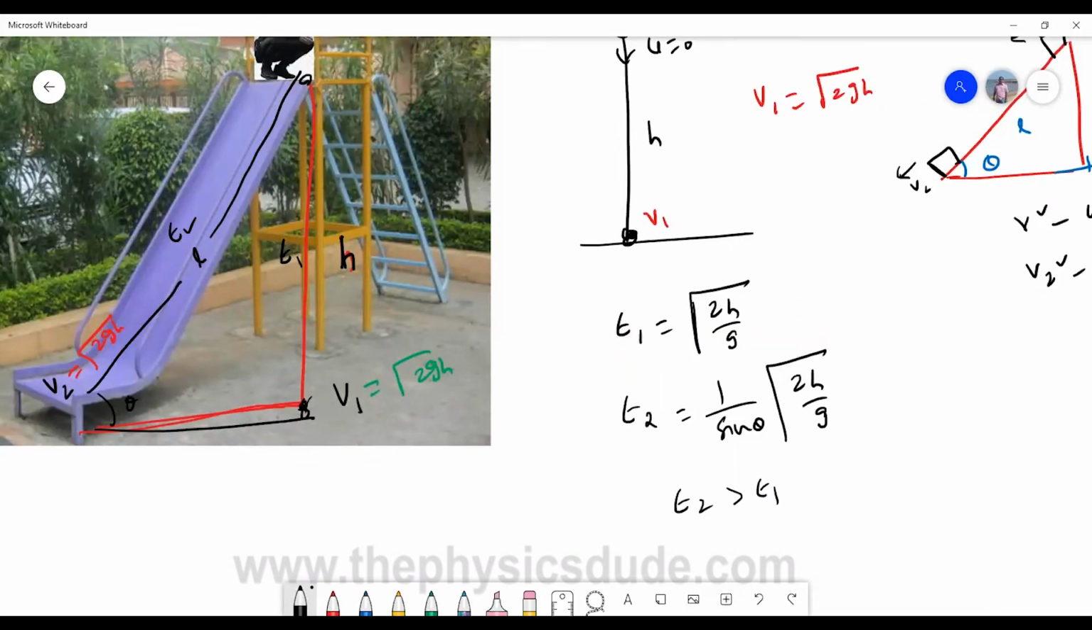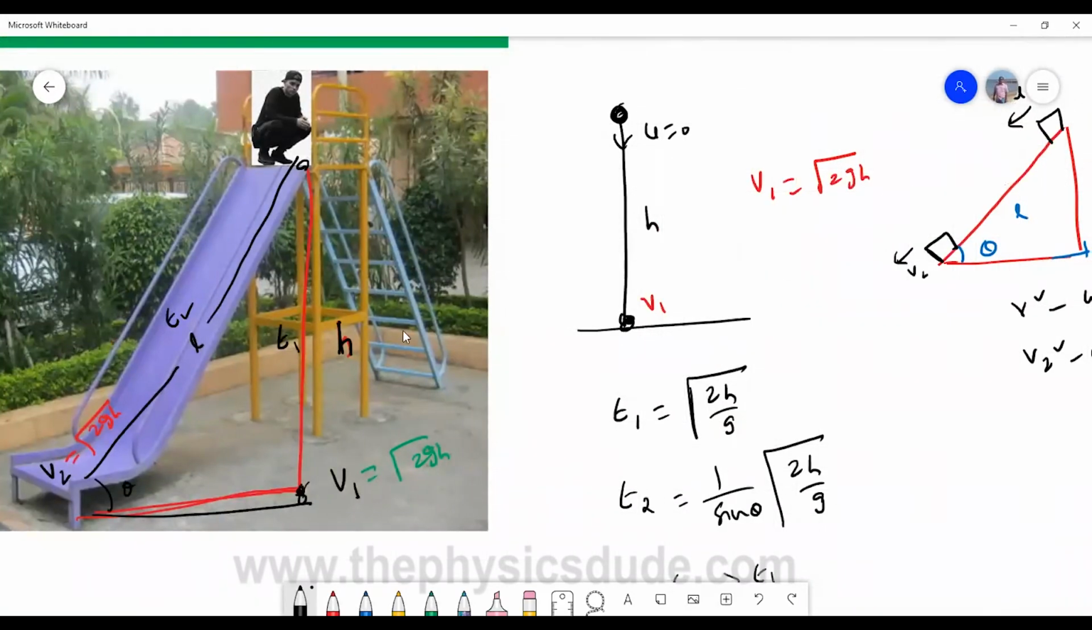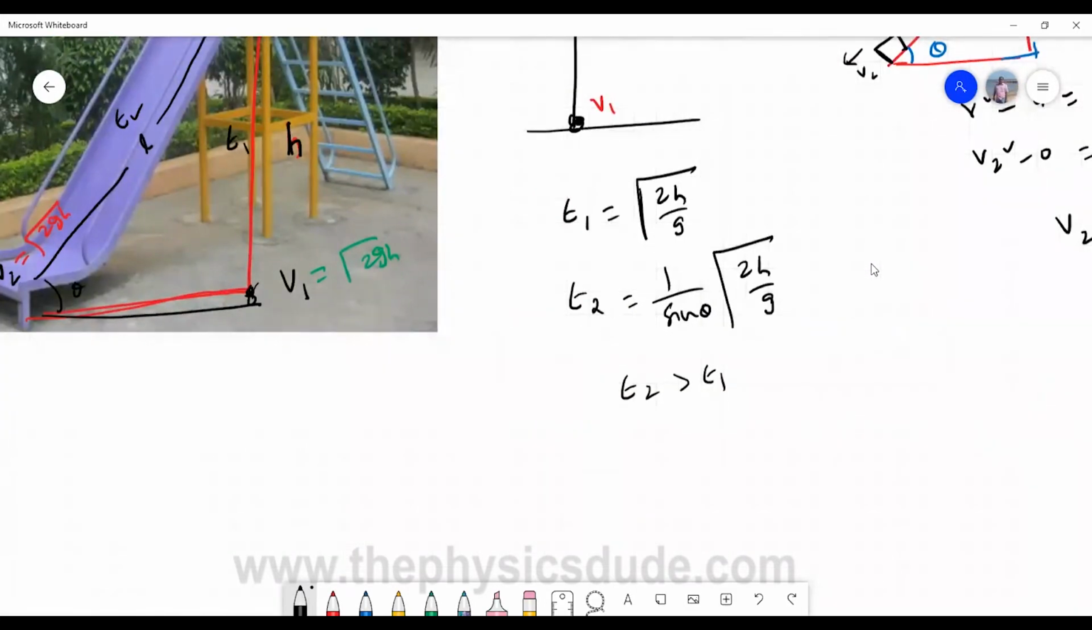That means if the man jumps out of the inclined plane, he'll reach the ground in less time. But when the man slides along the plane, it'll take more time. So what is the advantage of taking more time? We all know that force is equal to the rate of change of momentum, that is m into (v minus u) by t.